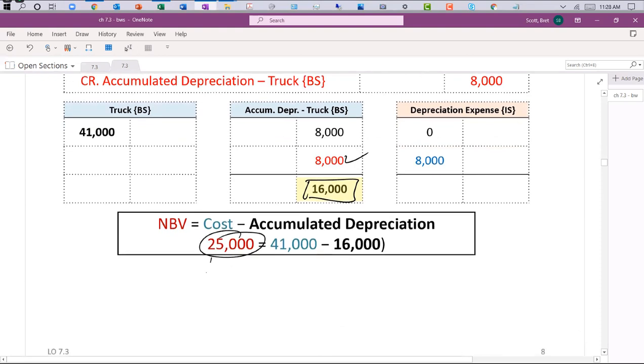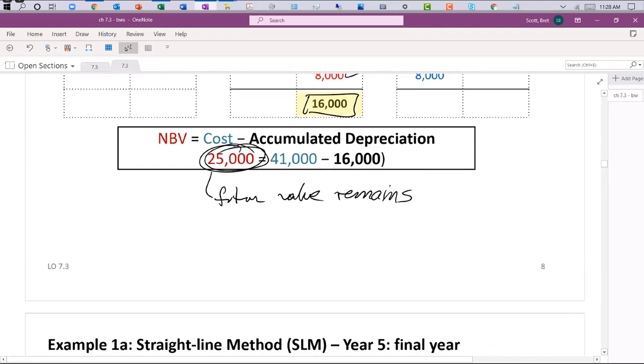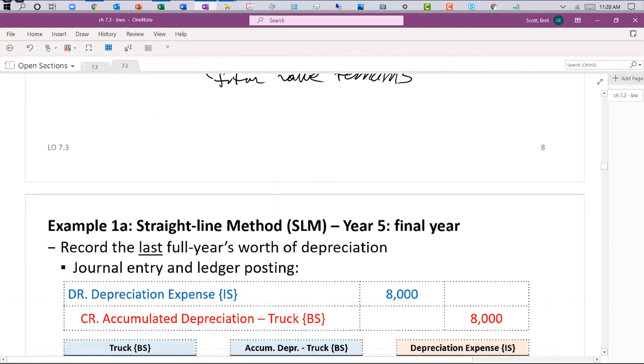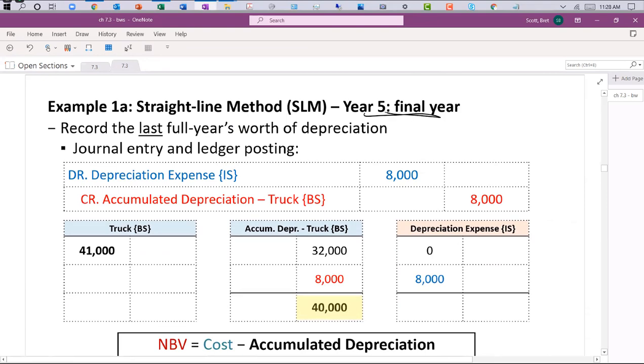So now how much future value remains? Well, we expect $25,000 worth of future value. Most of that's going to be consumed. The other $1,000 of it we expect to get in cash when we sell it. Let's skip ahead into year 5, the final year. What's the last full year's worth of depreciation?